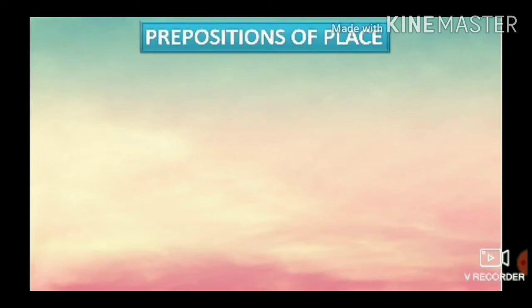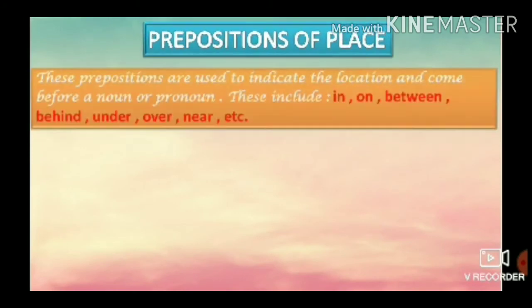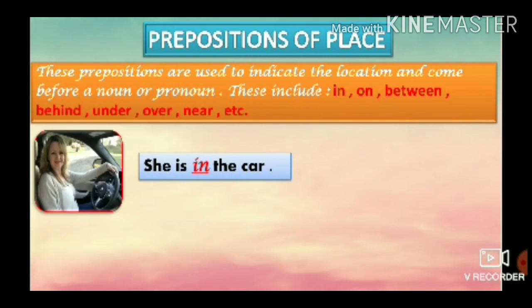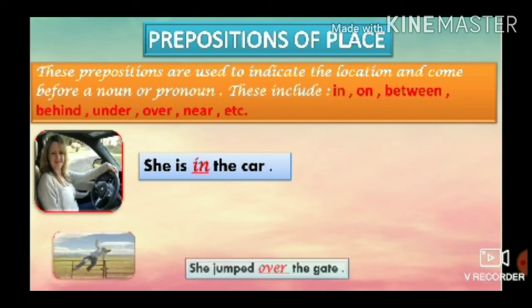Next one is prepositions of place. Prepositions of place are used to show the position or location of one thing with another. It answers the question where. These include in, on, between, behind, under, over, near, etc. For example, she is in the car. Where is she? In the car.